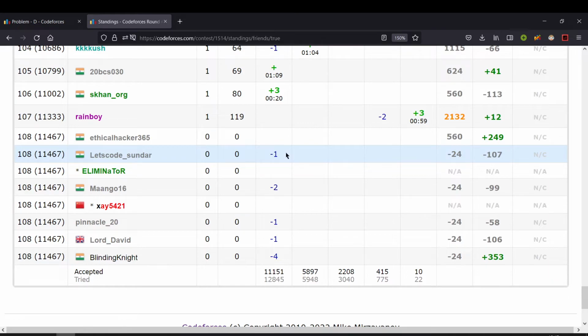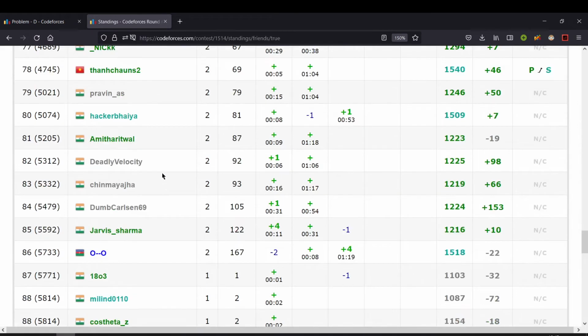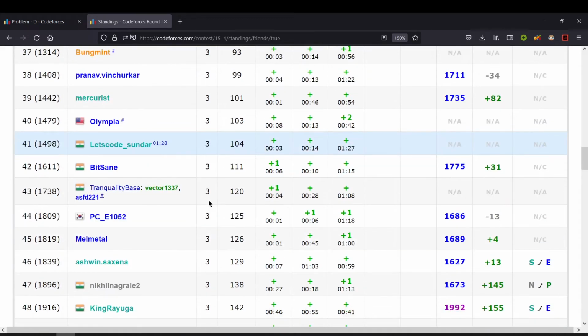This was me in the first place. This was when I attended this contest as a newbie. I wasn't even able to solve one. Okay, but now I was able to solve three problems.